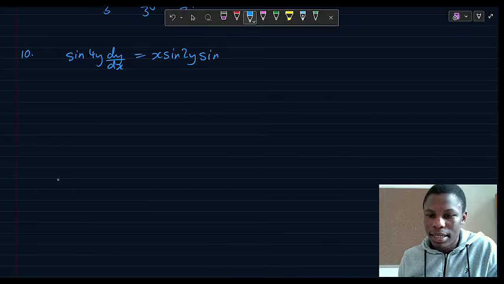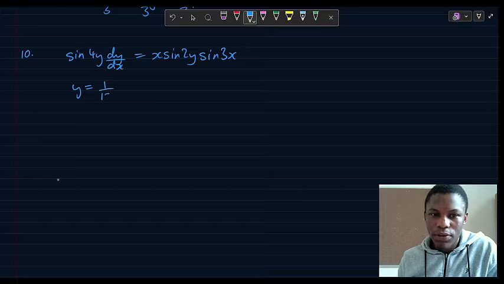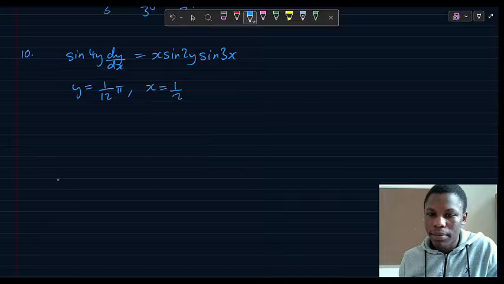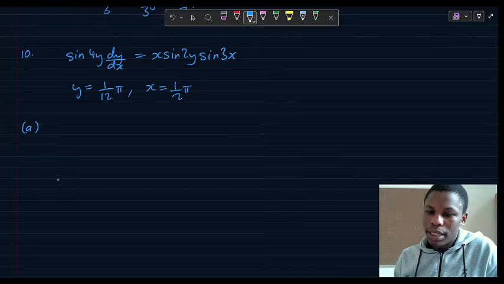Number 10. The variables x and y satisfy the differential equation sin 4y dy/dx is equal to x sin 2y sin 3x. It is given that y is equal to 1/12 pi when x is 1/2 pi. Part A. Solve the DE obtaining a relation between x and y.